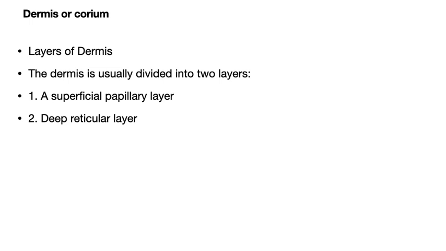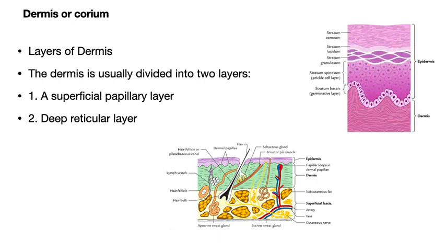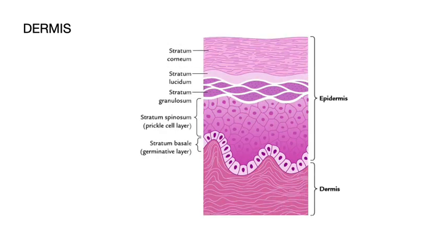Dermis is the deeper layer, if you can see here, the deeper part, and it is divided into 2 layers, the superficial, which is known as the papillary layer, and deep is the reticular layer. So here, what looks like papilla, this is the papillary layer of the dermis, and this deeper part is the deep reticular layer. This is to show you again, this is the papillary layer. And this is the reticular layer.